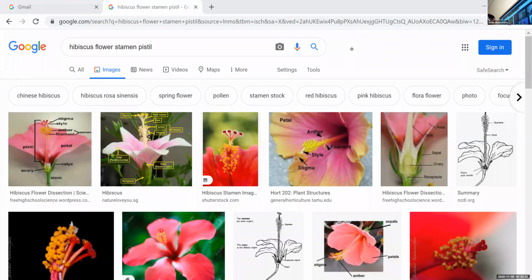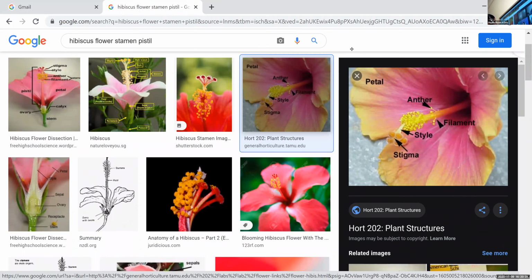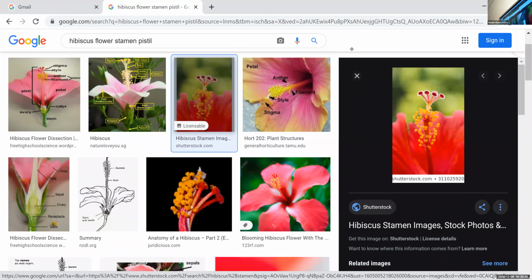Can you see? Yes, ma'am. Can you see the hibiscus flower all around? Yes, ma'am. See this picture on the right side? The bigger one? In that, you can see the small yellow things, right? Yes, ma'am.